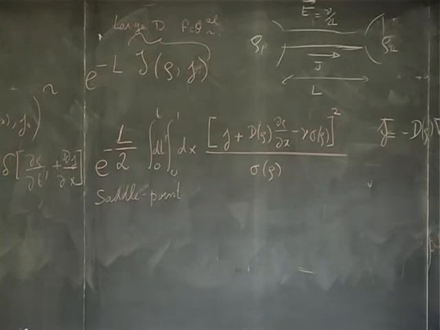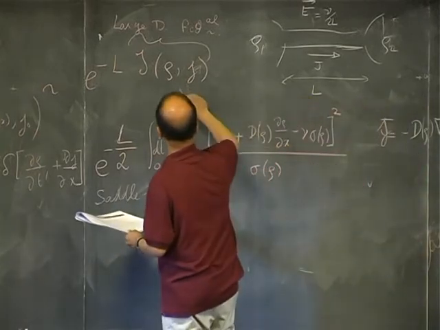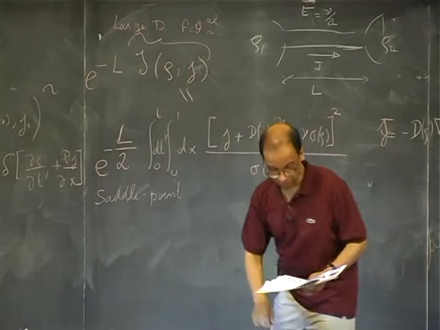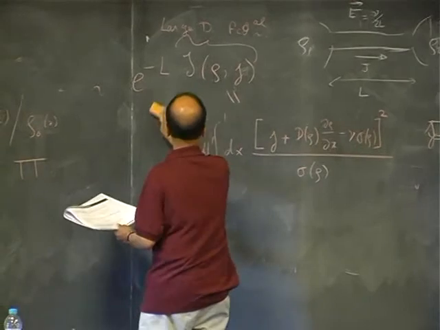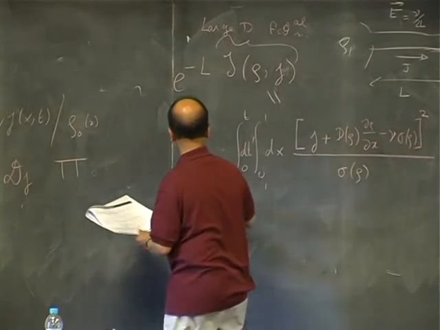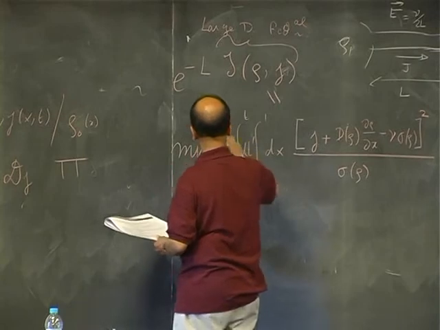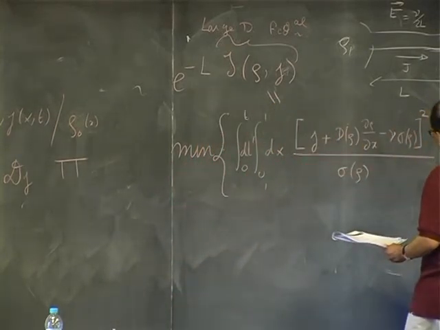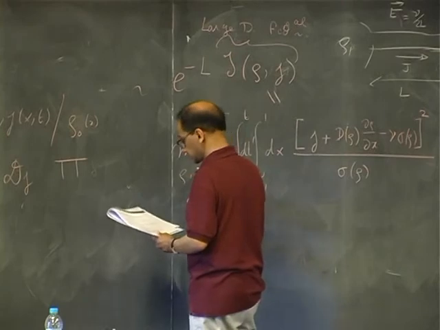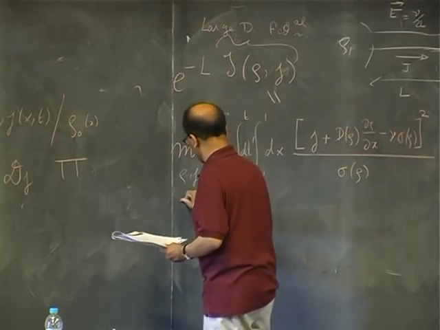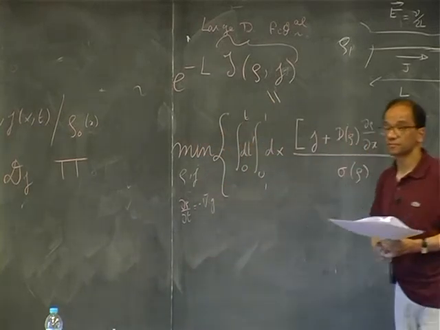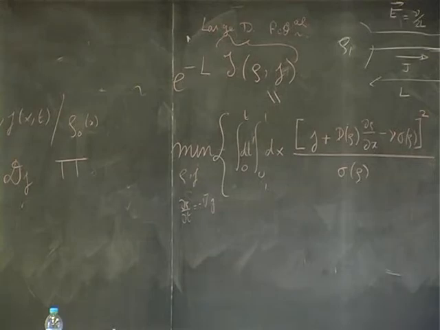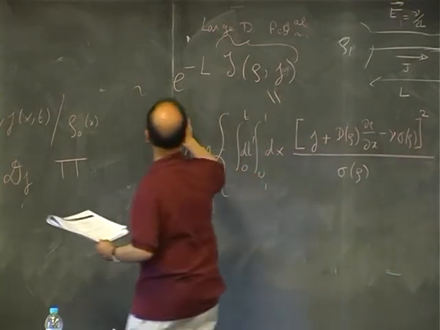So it just gives you a formula for the large deviation functional. It tells you it's the min. Let's remove everything. Just the min of that, over rho and g, satisfying the relation for d rho dt, of course, because I have to keep conservation. And of course I have to remove the exponential and everything.